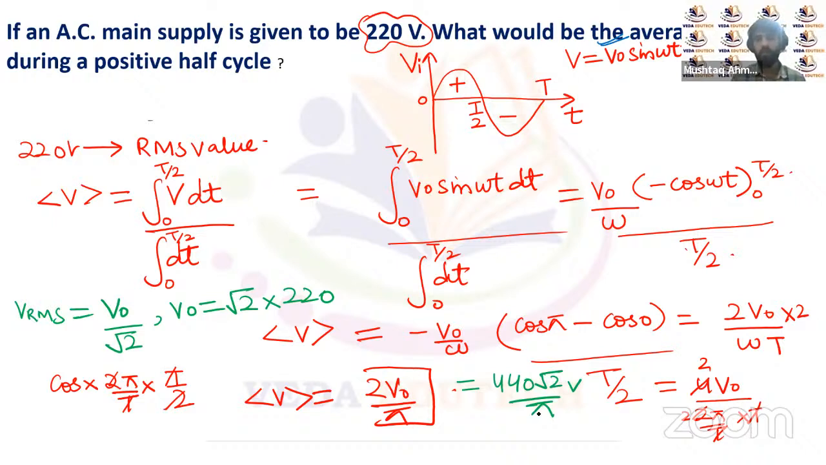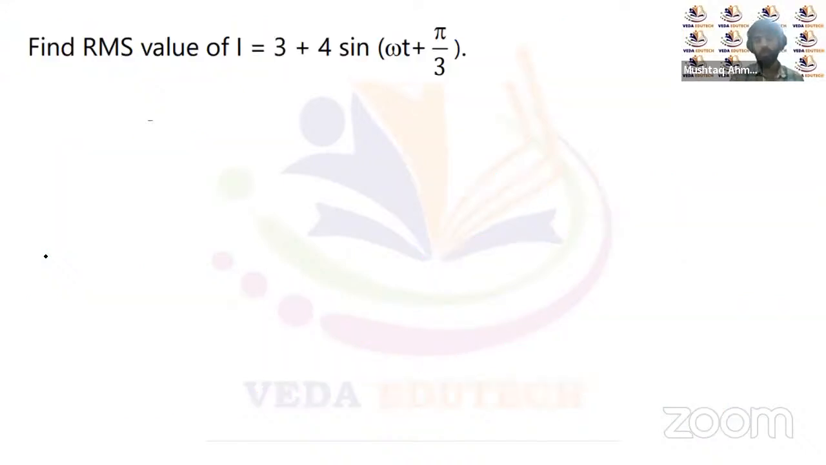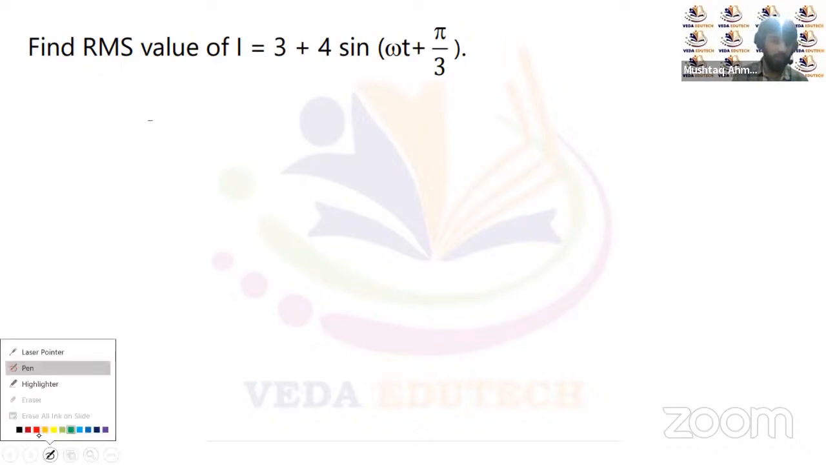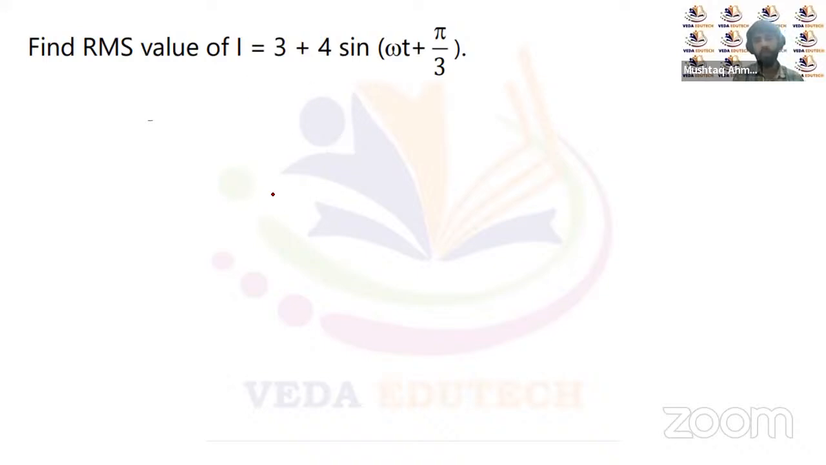So this is how we can calculate the average for any function, be it current, be it voltage, or be it any other physical quantity. Now let's move on to the next question. The question is finding the RMS values. Here we have been given a current as a function of time: 3 plus 4 sine of omega t plus pi by 3. We have to find the RMS value for the given current.